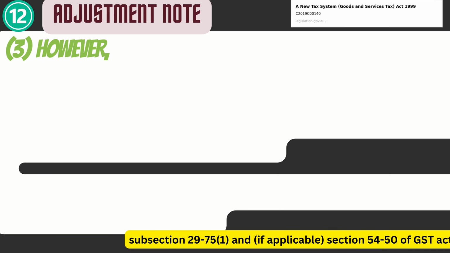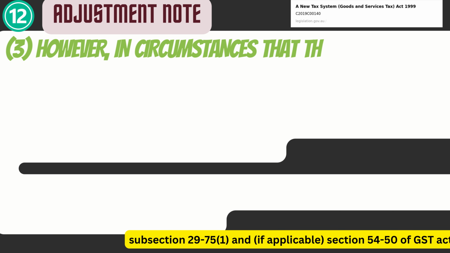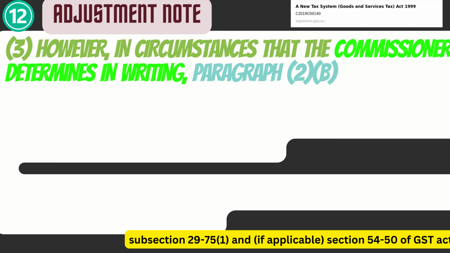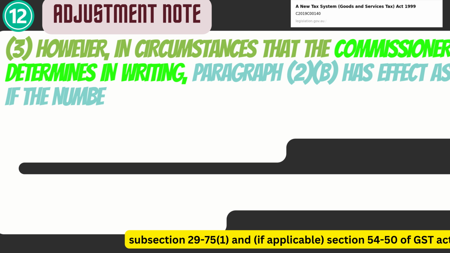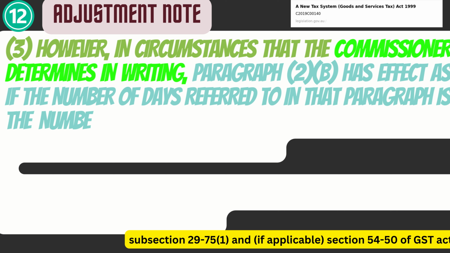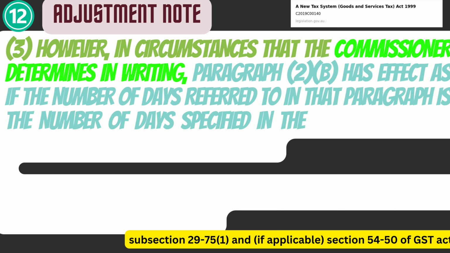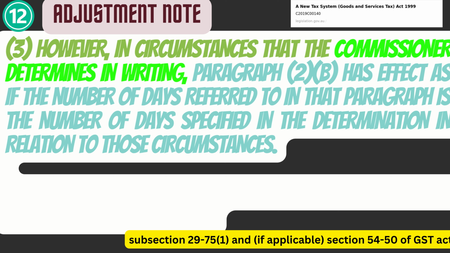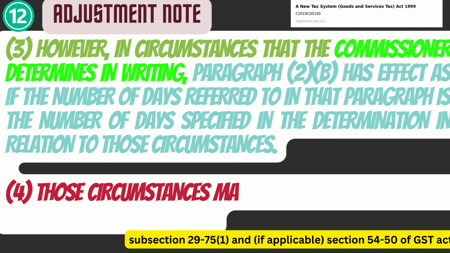3. However, in circumstances that the Commissioner determines in writing, paragraph 2b has effect as if the number of days referred to in that paragraph is the number of days specified in the determination in relation to those circumstances. 4. Those circumstances may, for example, include the kind of the taxable supply.